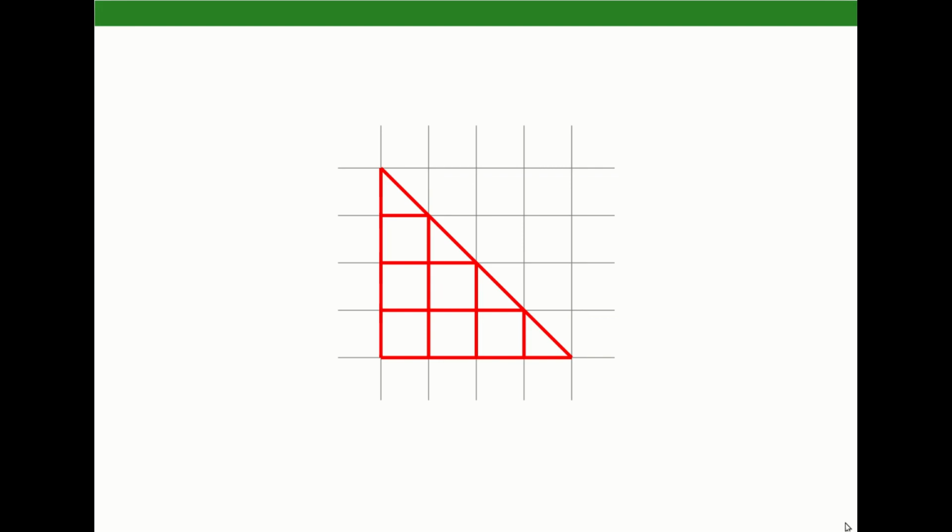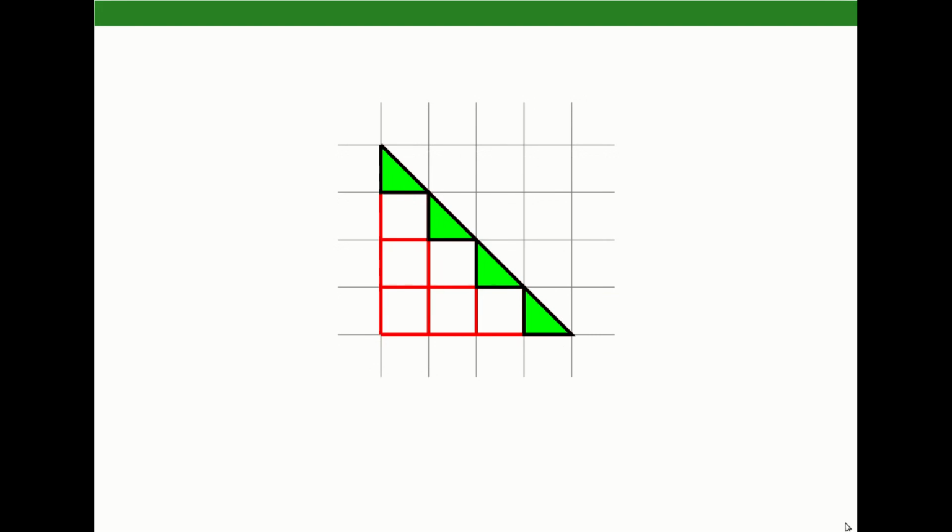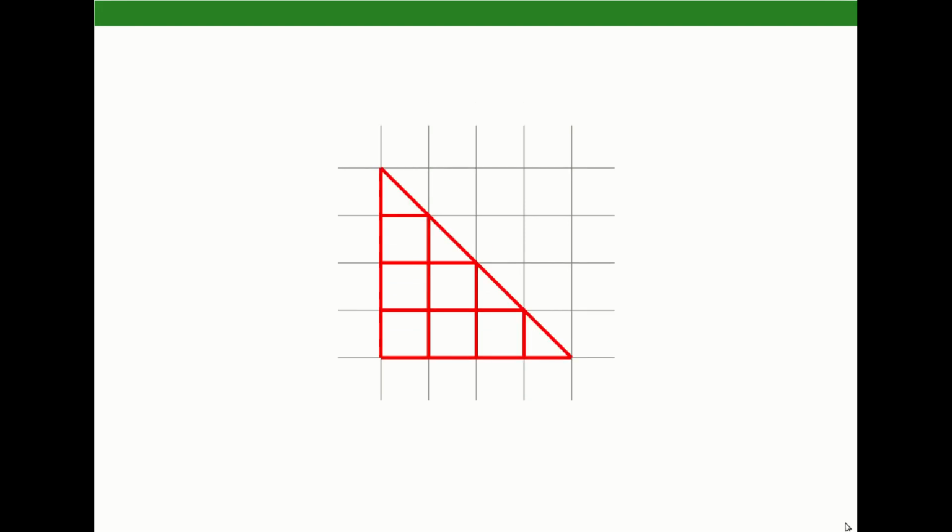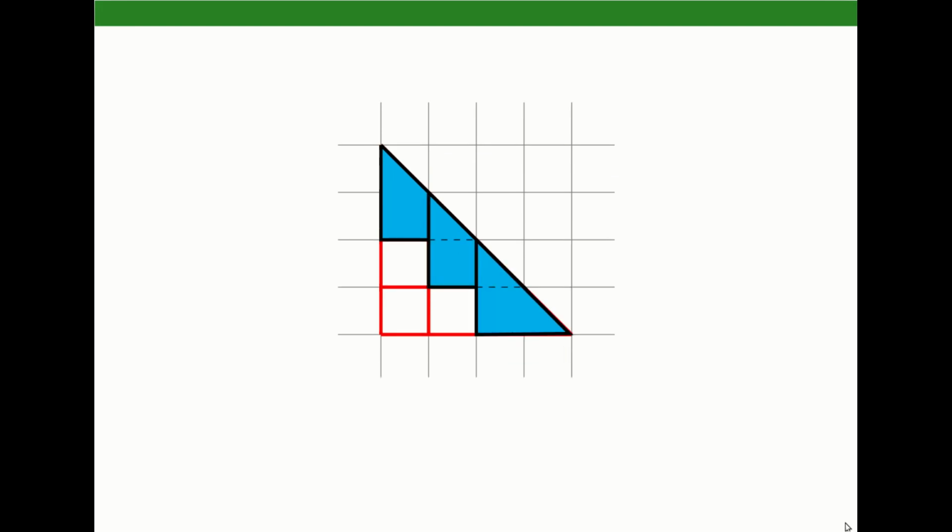Let us now go back to the original image to find t, the number of triangles of any size in the image. Let us find the number of triangles that are half of a 1 cross 1 square. We have 1, 2, 3, 4. 4 triangles that are half of a 1 cross 1 square. Now what about the number of triangles that are half of a 2 cross 2 square? Let's count them. We have 1, 2, 3. In total, 3 triangles that are half of a 2 cross 2 square.